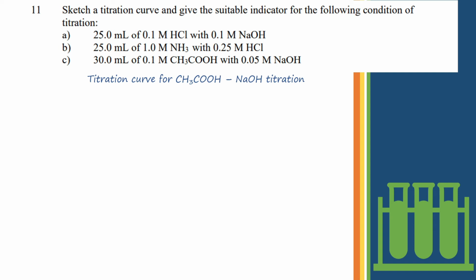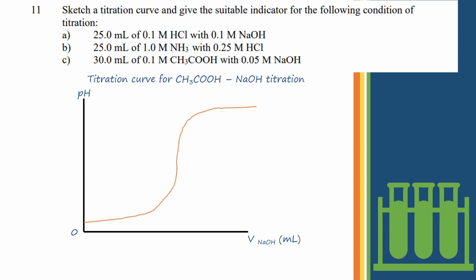And then the last curve, for question C, the titration curve for acetic acid and sodium hydroxide. The pH must start from the bottom. When we sketch a curve, we draw the y-axis and x-axis, starting from 0, with pH on the y-axis and volume of sodium hydroxide added in milliliters on the x-axis. The pH must start low because in the conical flask we put acetic acid. What increases is the sodium hydroxide, so it is the same as A here. But this one is a weak acid and a strong base.